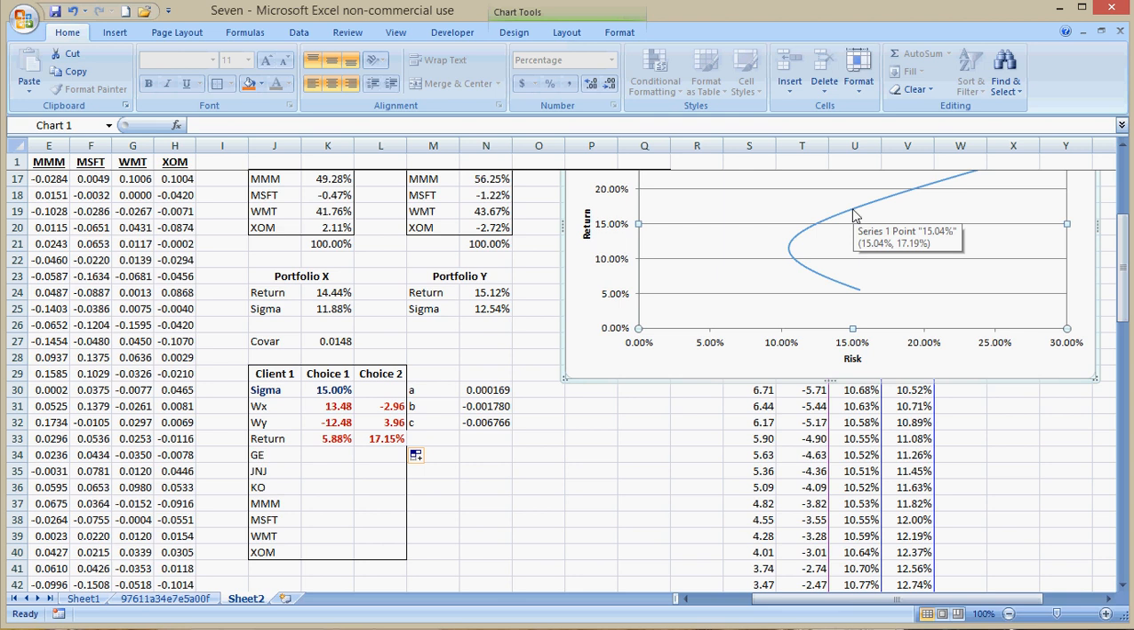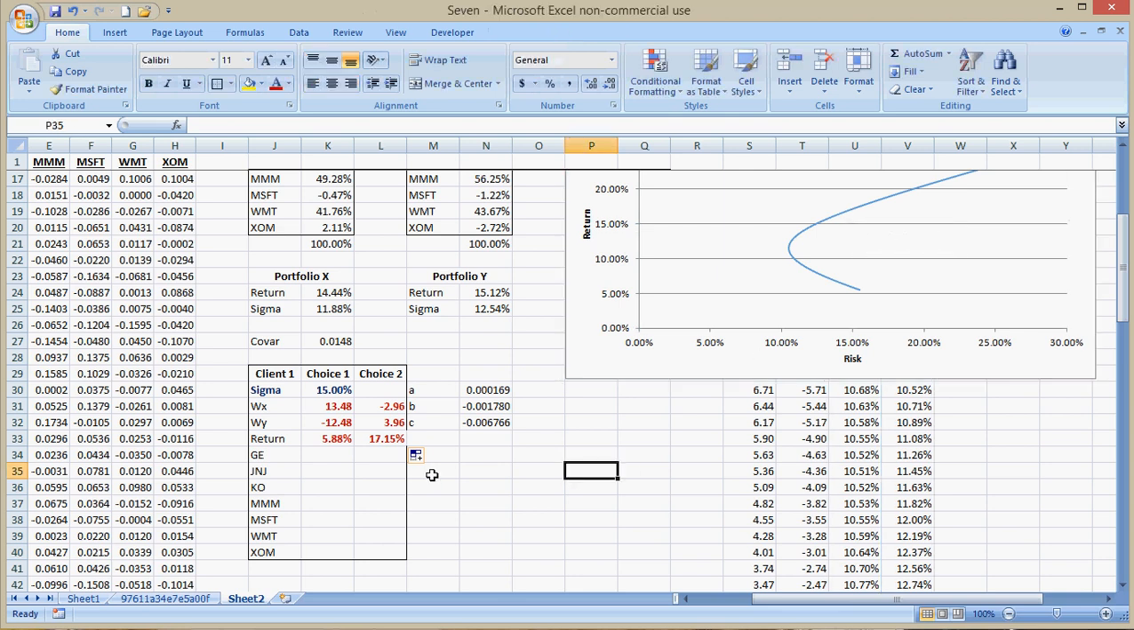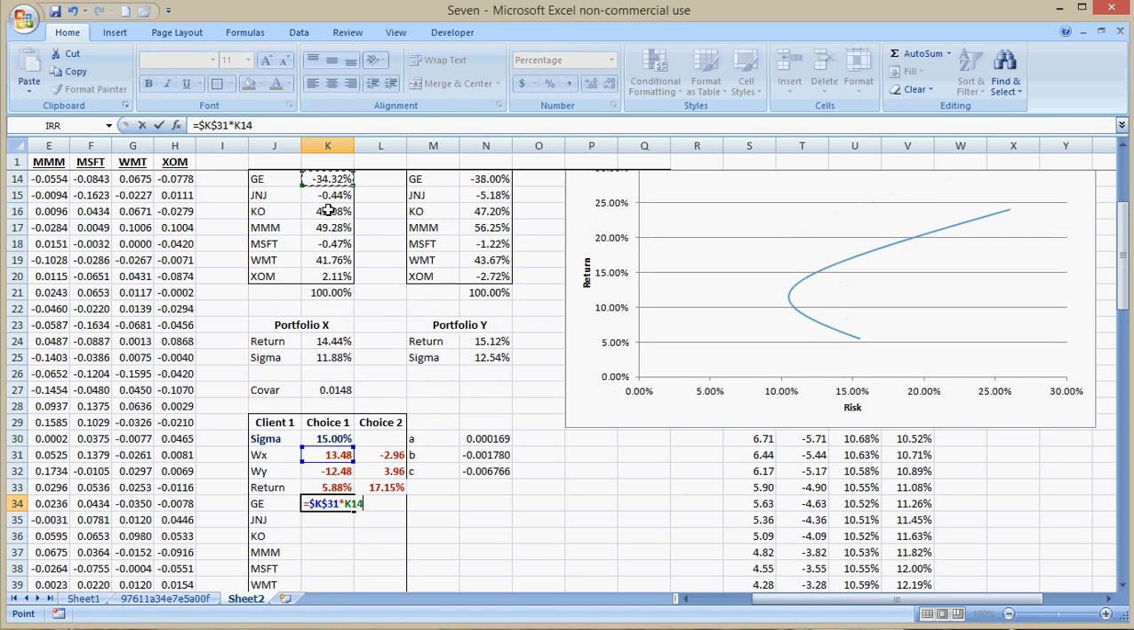And I do 15.04, 17.19, so you can see that's the point on the graph. So I've called that correctly. Alright, so now let's do the weights. So the weights for GE, I'm going to take the weight in X, lock that down, times the amount of GE in portfolio X, plus the weight in Y, lock that down, times the weight of GE in portfolio Y.